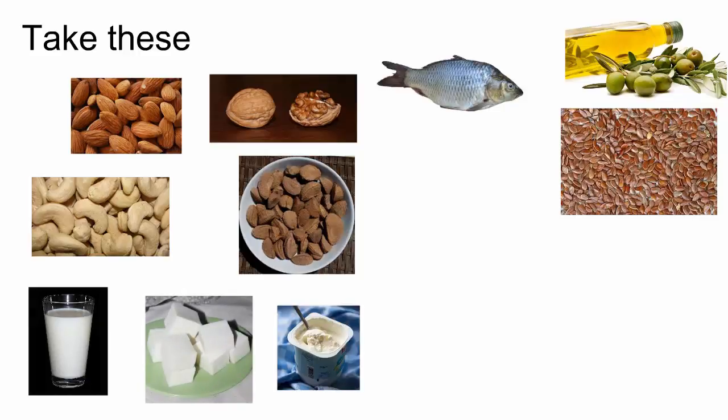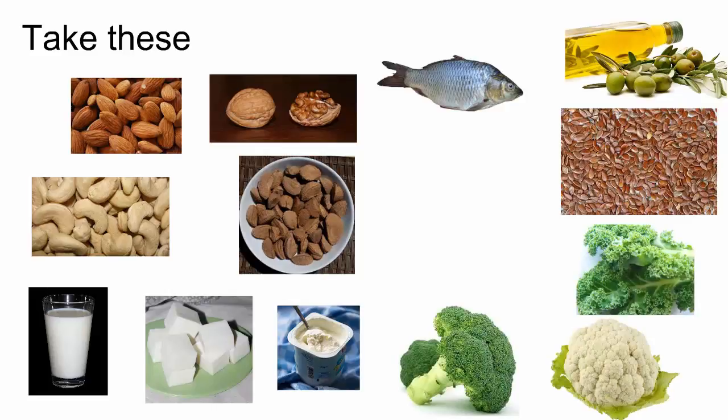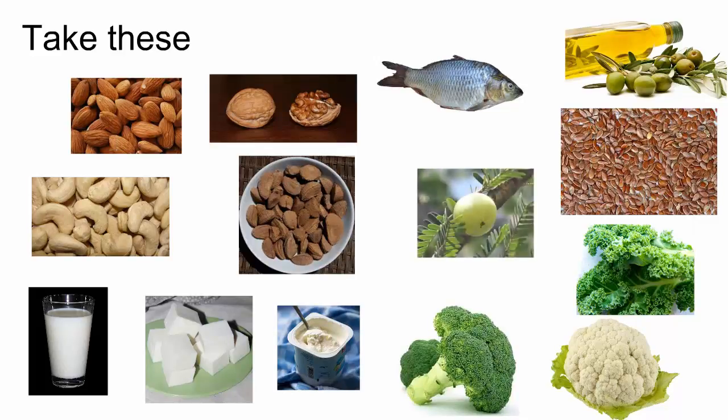Definitely you should take them. Now broccoli, cauliflower, and kale. These three things you should eat in case of hyperthyroidism. But in case of hypothyroidism, as I told earlier, you should avoid these things. Now berries like amla you can take in this case.